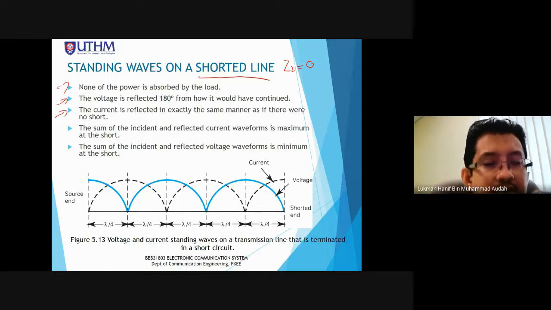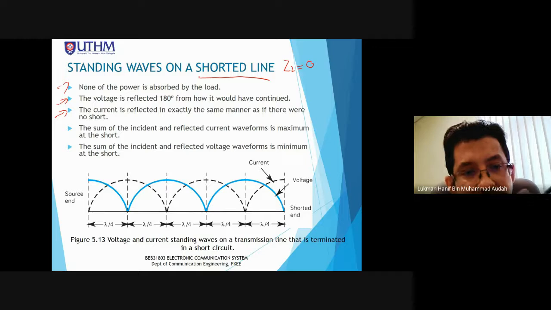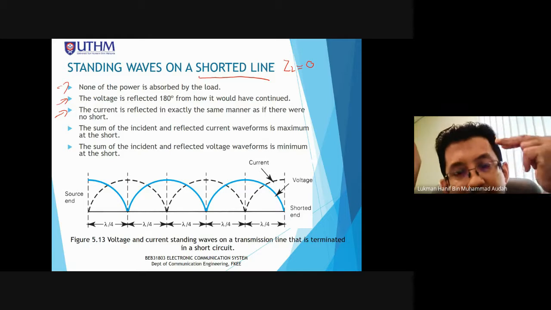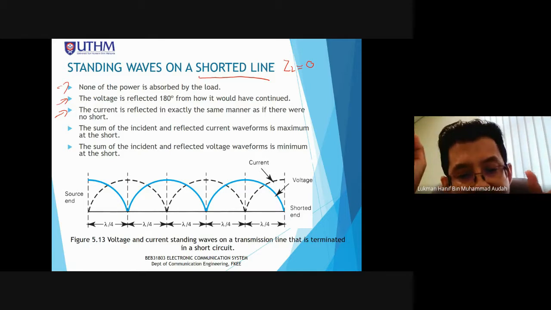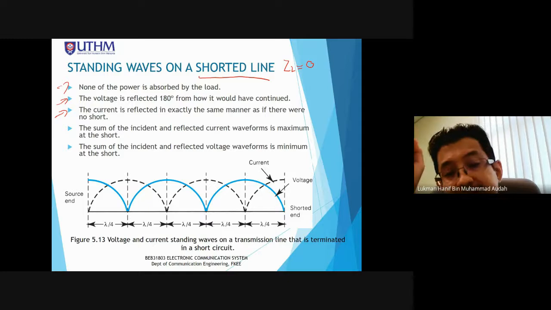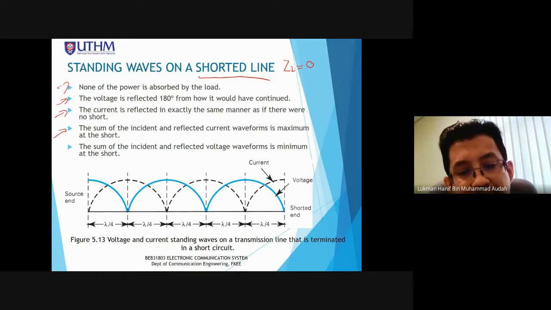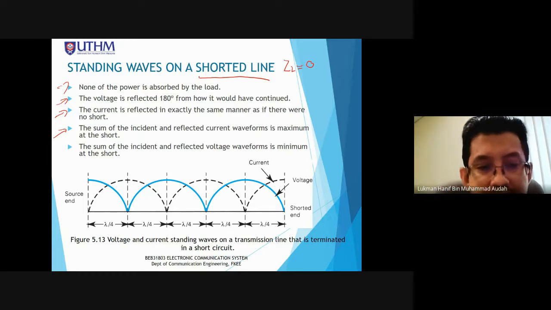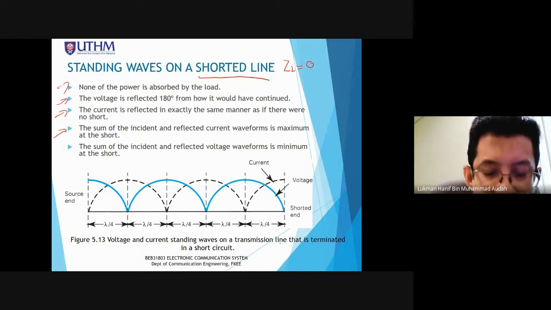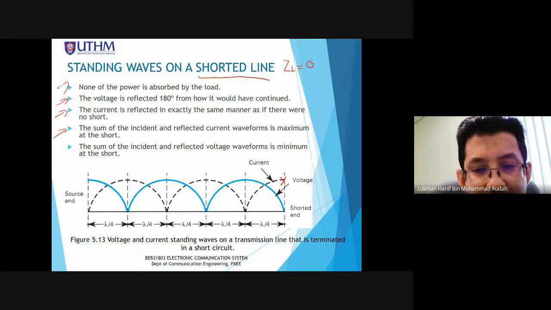Manakala current is reflected in exactly the same manner. That means incident current and reflected current have the same phase, mempunyai fasa yang sama. The sum of the incident and reflected current waveform is maximum at the short point. Short point di sini pada bahagian yang belah kanan sekali, maknanya current adalah maximum pada shorted line dan voltage adalah minimum at the shorted line. Okay, voltage adalah minimum.